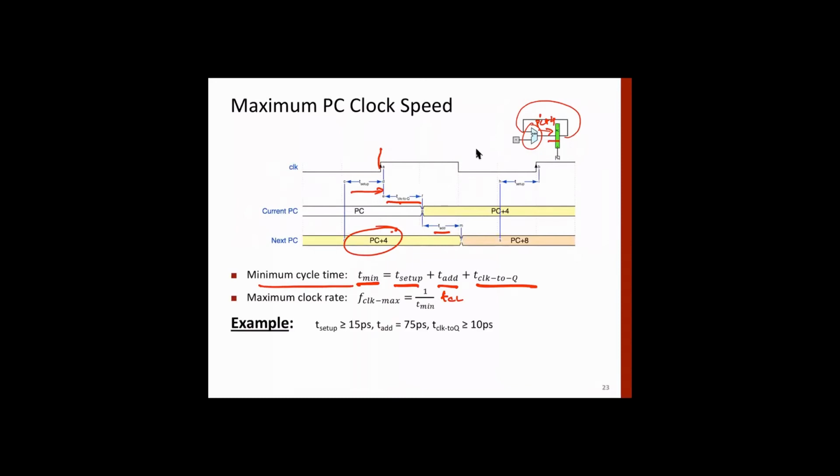Okay, so take up one example. Setup time is 15 picoseconds, T add is 75 picoseconds, and clock to Q is 10 picoseconds. So the total, T minimum, that cycle time, has to be greater than 100 picoseconds. It means the clock speed in that case has to be less than 10 gigahertz. Okay, so is this clear? Is this example clear?